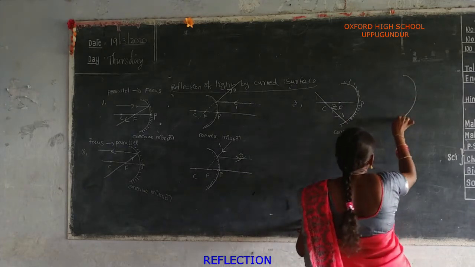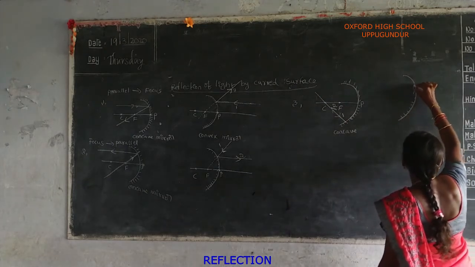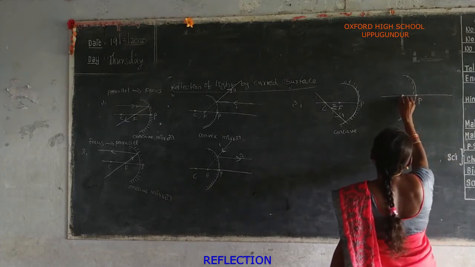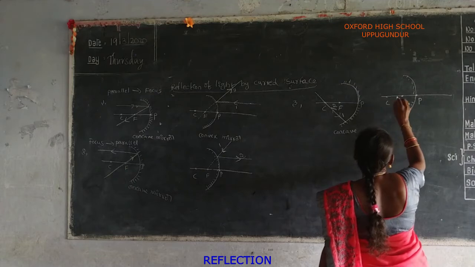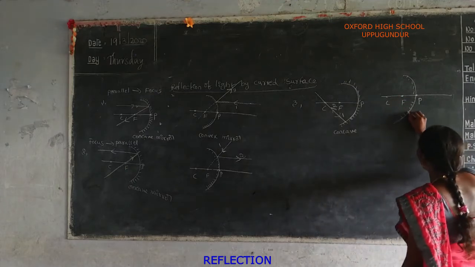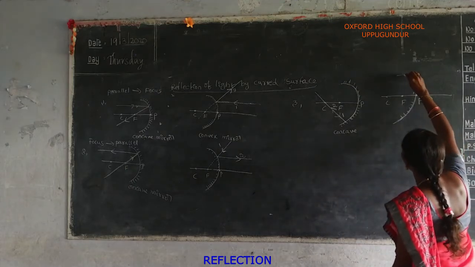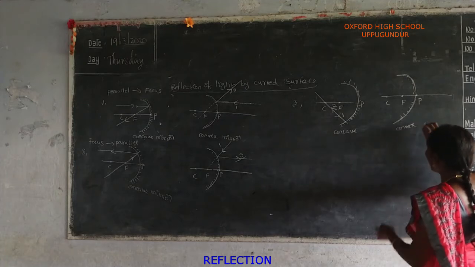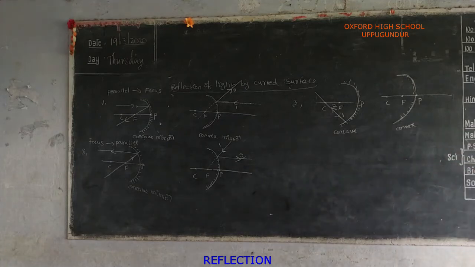Next one, see the convex mirror. Convex, pole, focus and next center of curvature. This is the width of the convex mirror. Width of the convex mirror means aperture. Actually, this is the center of curvature.